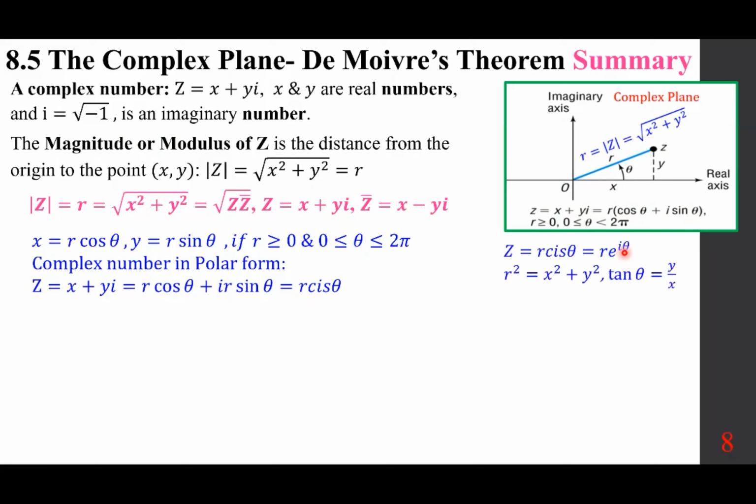Another notation is r e to the power of i theta, which is the Euler equation. r squared again is x squared plus y squared. Tan theta is y over x, and you should always figure out the value based on the quadrant.